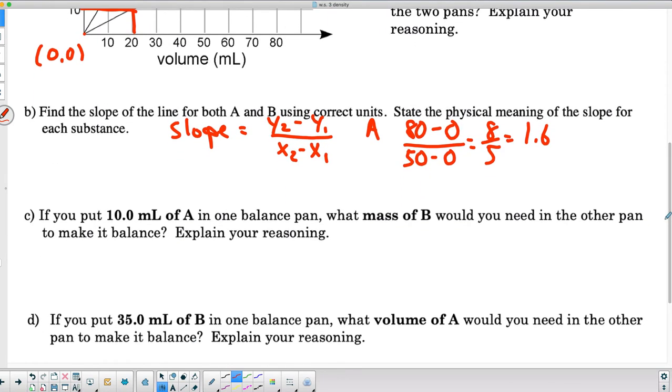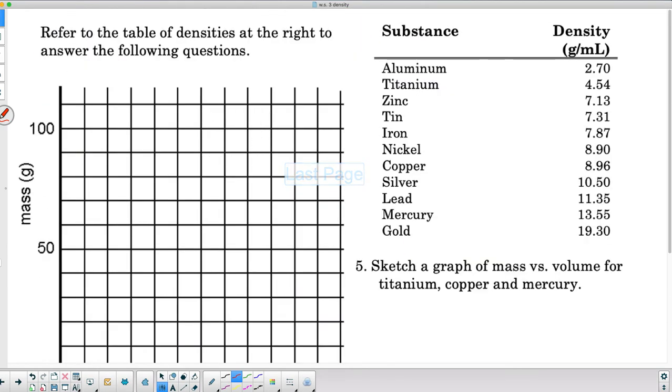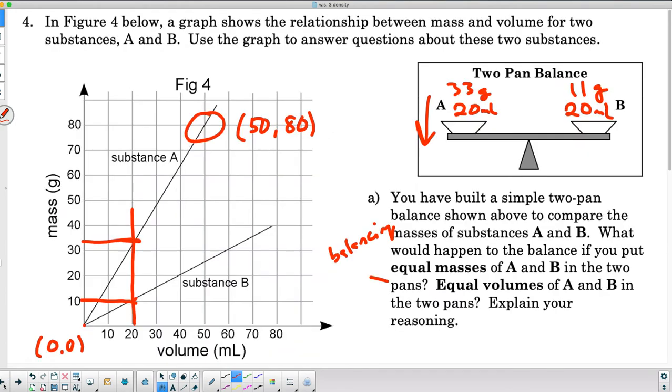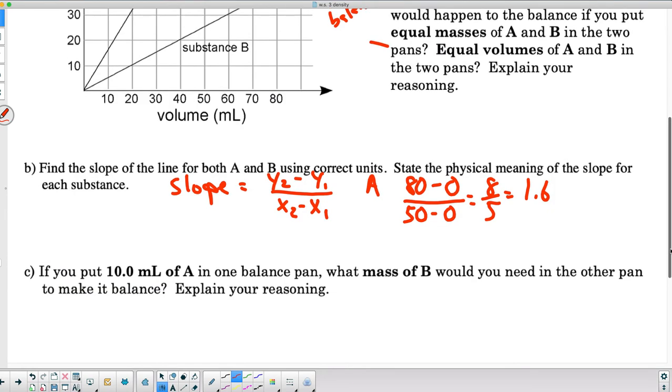If you put 10 milliliters of A in one pan balance, what's the mass of B that you'd need in the other pan? Well, here's how you do this. This is so simple. I'm going to erase this and this stuff here, like that. It says, again, 10 milliliters of A in one pan balance. What's the mass of B?